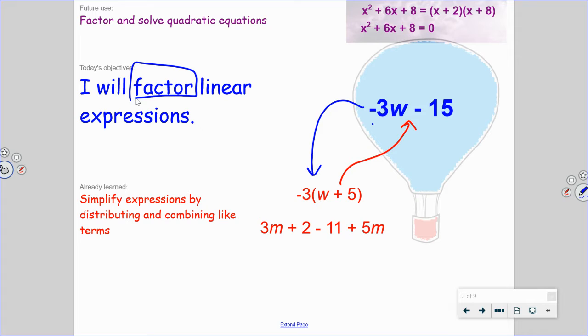We're going to start with an expression, and we're going to factor it apart into two numbers or two quantities that are multiplied by each other. You're going to need this eventually to help you with solving quadratic equations in high school.